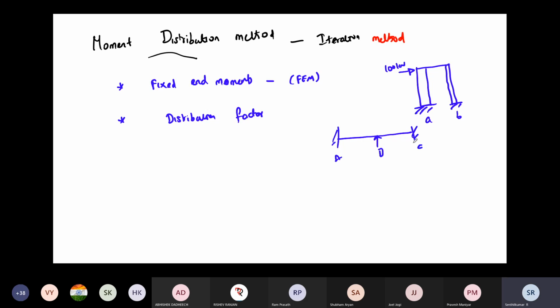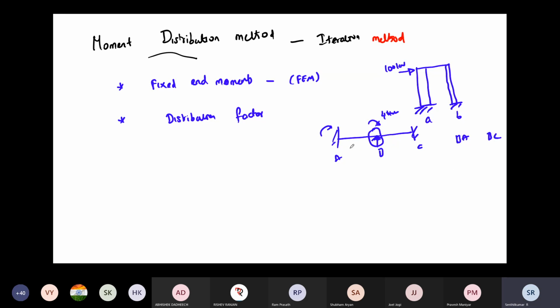For example, if I have members A, B, C, this is a joint. In that joint, if I apply some moment, for example some 40 kilonewton meter, we don't know how much moment will transfer to BA and how much to BC. At the joint some moment is there. So how can you calculate it?